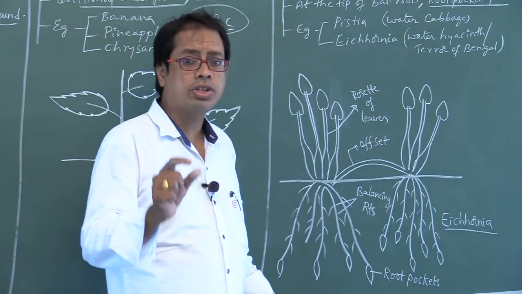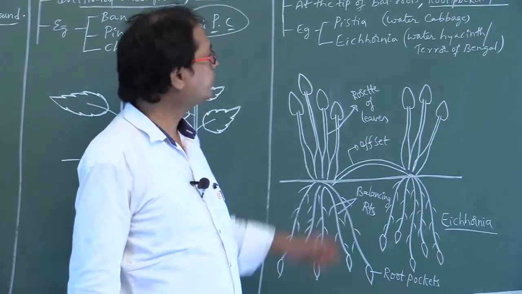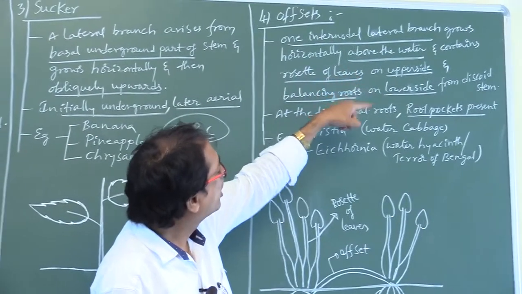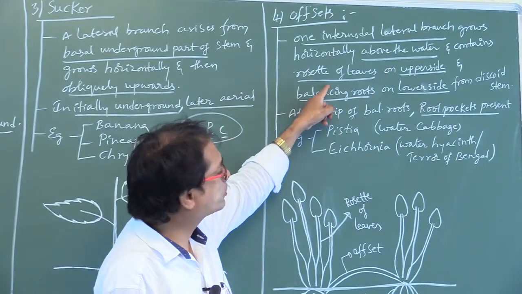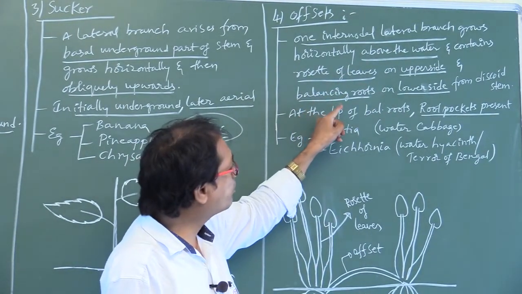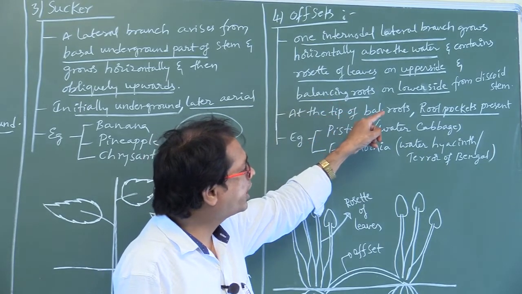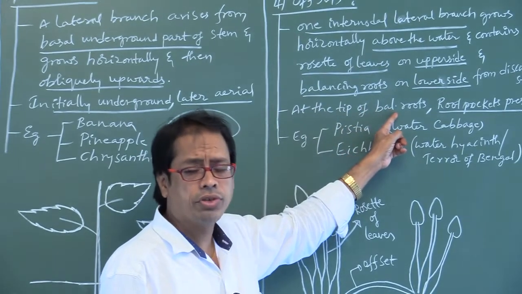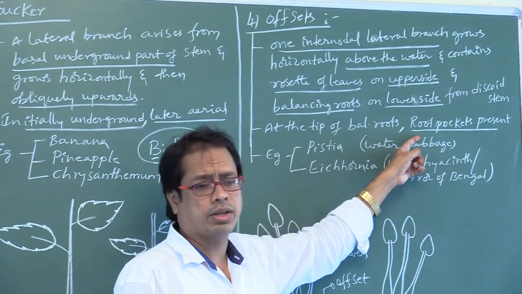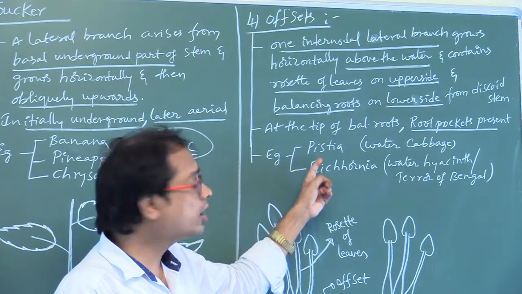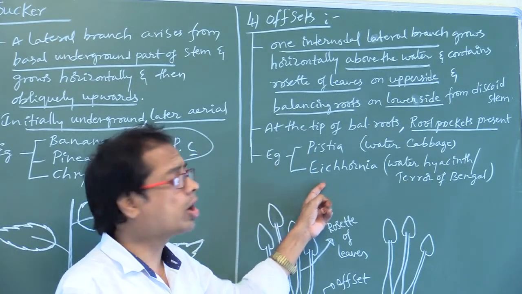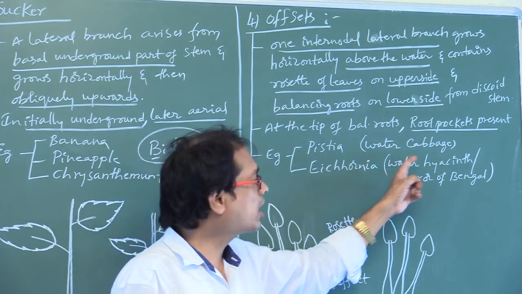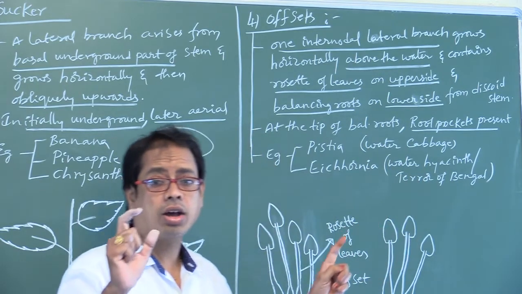How many internodes in each offset? One. So that is a one internodal lateral branch growing horizontally above the water, containing a rosette of leaves on the upper side and balancing roots on the lower side from the discoid stem. At the tip of balancing roots, root pockets are present. Examples: Pistia and Eichhornia. Pistia is commonly called water cabbage. Eichhornia is commonly called water hyacinth, also called terror of Bengal.